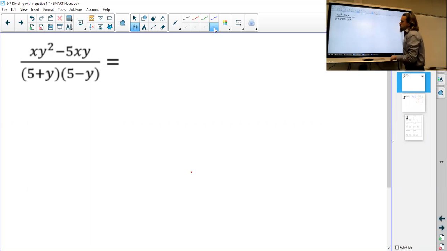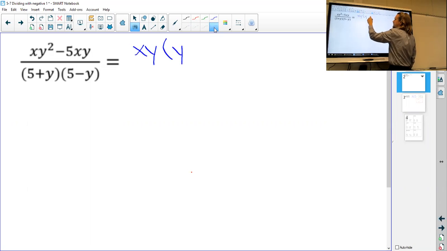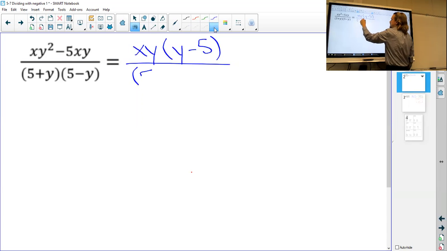So we have xy squared minus 5xy. I want to factor that out best I can, so they both have an xy. I'm left with y on the left minus 5 on the right. On the bottom, this is already factored, so we have 5 plus y and 5 minus y.